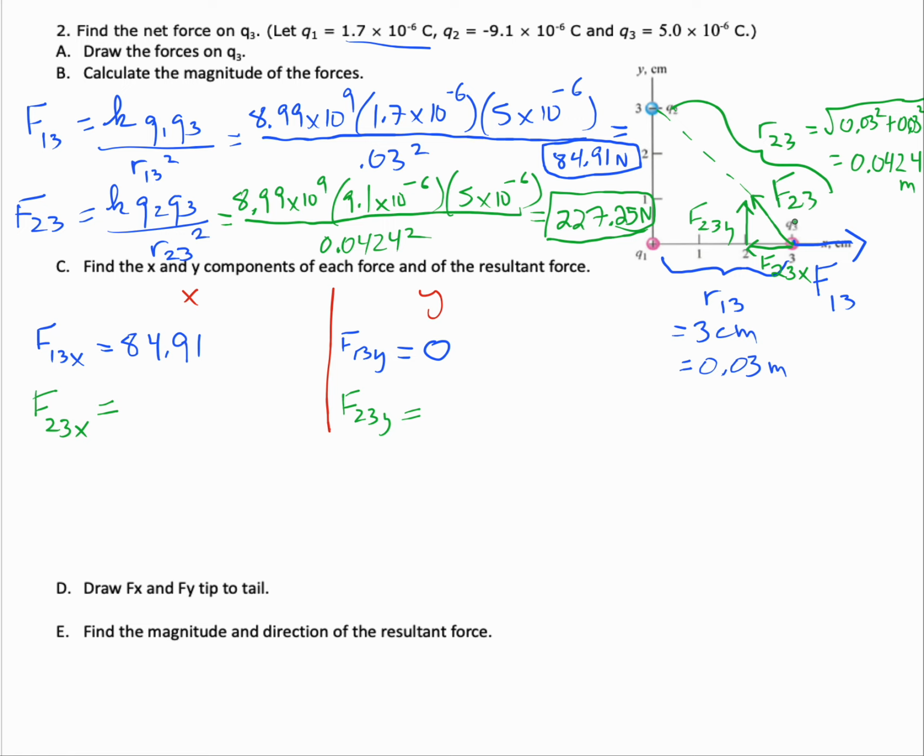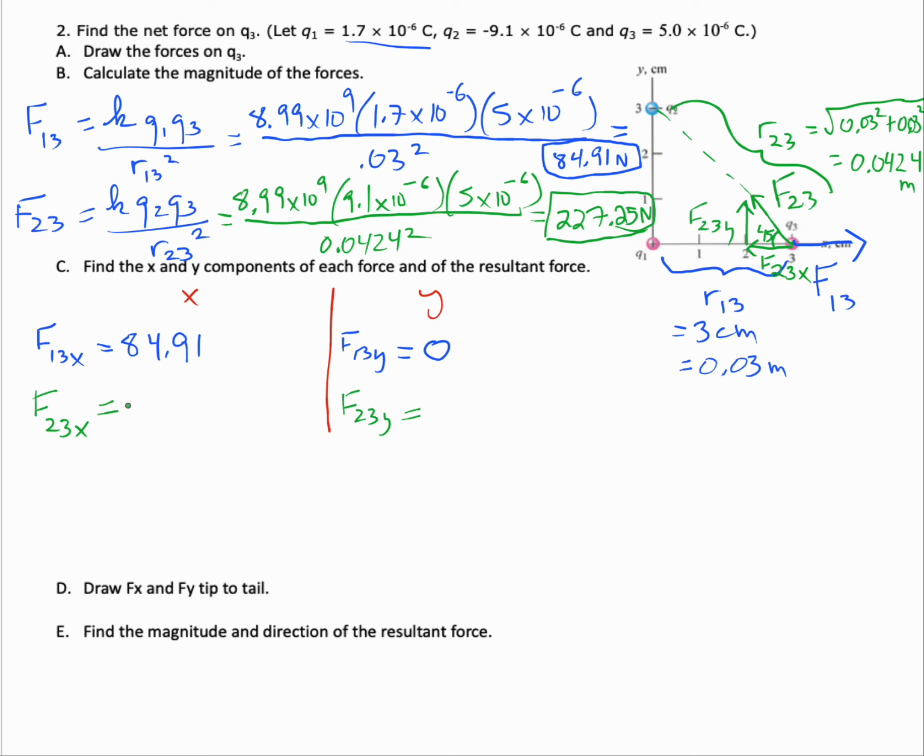In order to find these components, we already have the hypotenuse, which is F23, but we need the angle here. It turns out in this problem that since the legs of the right triangle are the same size, that means this angle here, just like this one up here, both of these angles are 45 degrees. So that makes our life a little bit easier, since we don't have to calculate this angle. If we did have to calculate the angle, then we could just use the inverse tangent of the opposite side, which would be 3, divided by the adjacent side, which would also be 3.